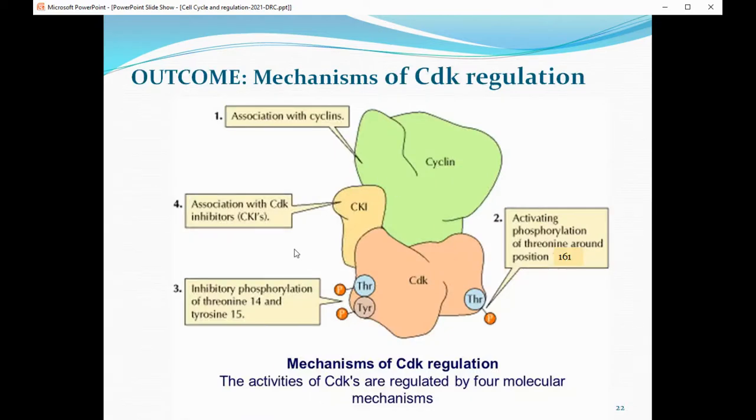So, with this, we come to the end of this session. We have learned about the mechanism of CDK regulation, which takes place at four levels. One is association of cyclin with CDK. Two is activation at threonine 161, which is activating phosphorylation, necessary for the activity. Three is inhibitory phosphorylation at threonine 14 and tyrosine 15 positions. Apart from that, the fourth mechanism is association of CDK inhibitors.